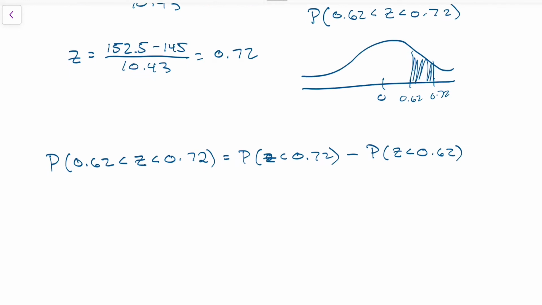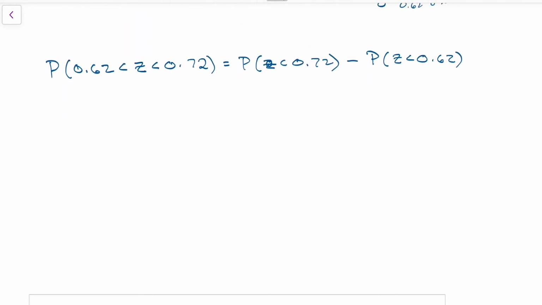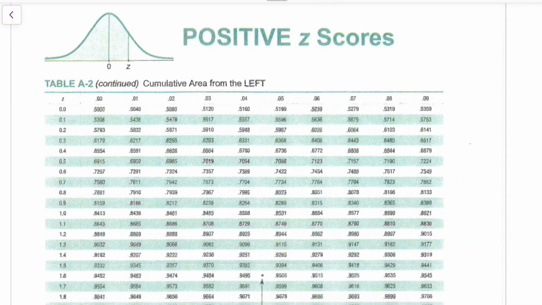So let's read these values off on the chart and finish this example. Let's use this positive z-score part of the table to compute our final answer. And we're lucky that we're looking for two z-scores that are really close together. I want z less than 0.62 and z less than 0.72, and they're going to be right on top of each other. Here's 0.62 and 0.72.